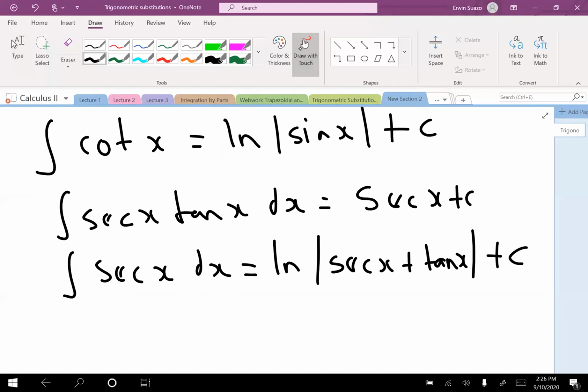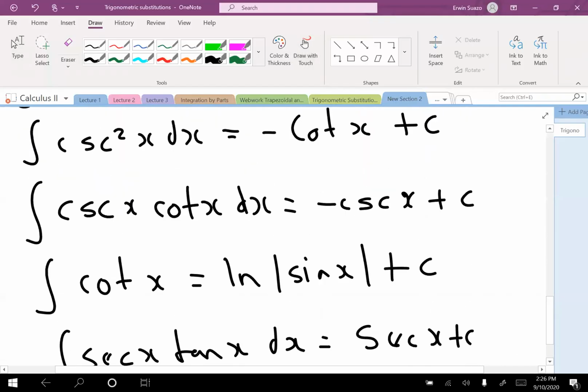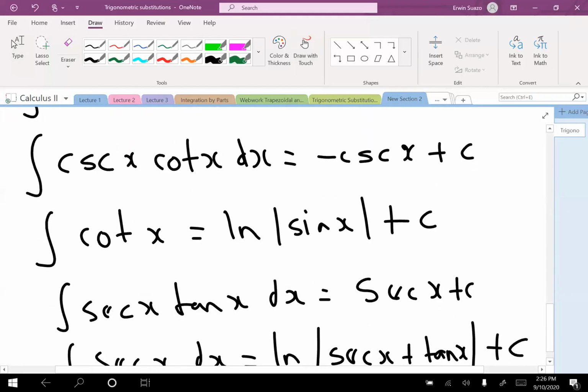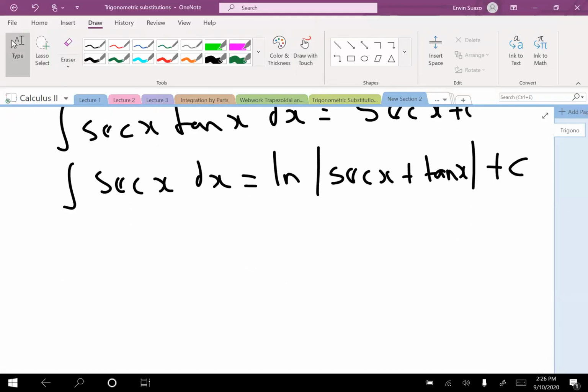Okay, so you don't have to worry about these ones because I have given them to you. So you can just say in the exam, by the formula provided, and then you write it down, okay? But you can't just give me any formula. It has to be the formulas I gave you.